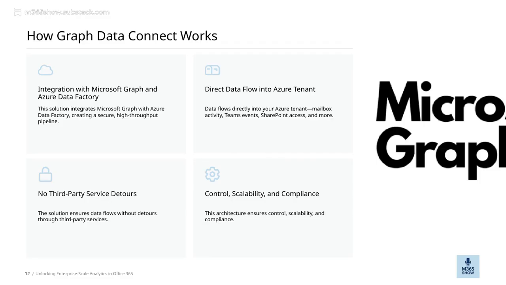You'll see that this direct flow includes mailbox activity, Teams events, SharePoint access, and more, providing a comprehensive view of your organizational data. To make this possible, we integrate Microsoft Graph with Azure Data Factory, creating a robust, high-throughput pipeline. This setup not only maintains security, but also allows for scalable, efficient data processing. Overall, this architecture empowers you to perform enterprise-level analytics while keeping control and compliance at the forefront.